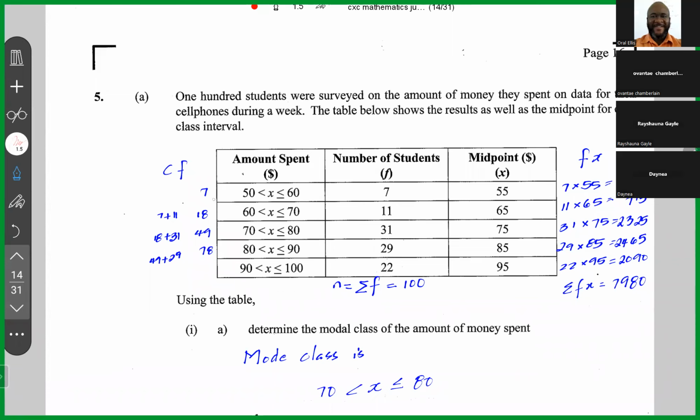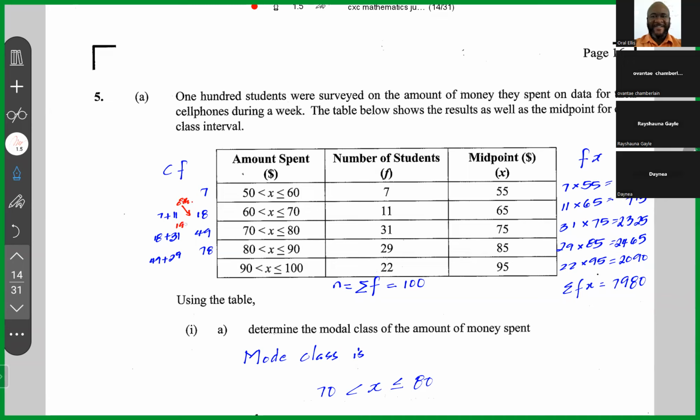Now, after the 7th, we have the what? The 8th. The 8th student to the what? 18th student, they spend between what? Remember, the median is the amount of money the 50th student spends. The 8th student to the 18th student spend between what? Between $60 and $70.